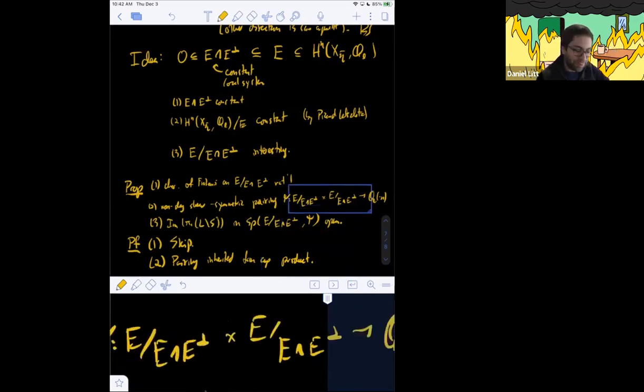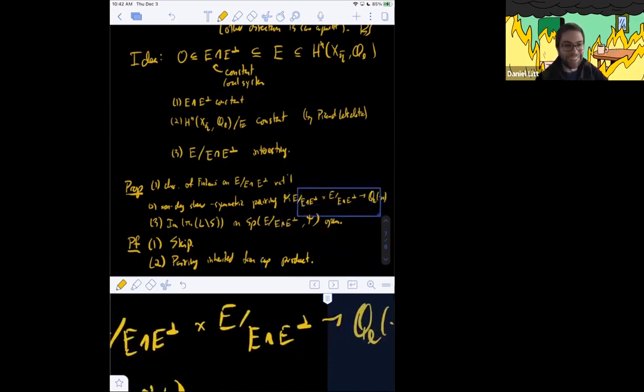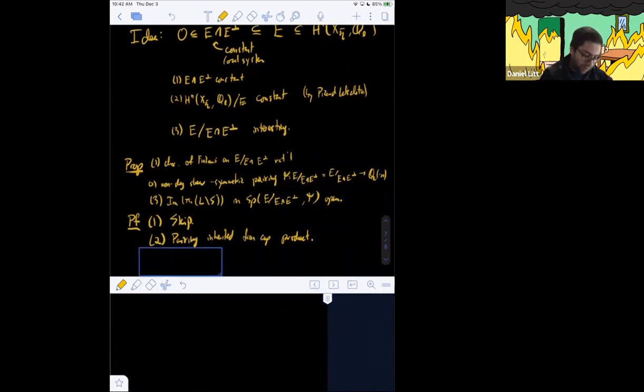Well, it's because we modded out by the orthogonal complement, right? So we just made it non-degenerate. Okay, so that wasn't so bad. Okay, so 3 is the interesting part.